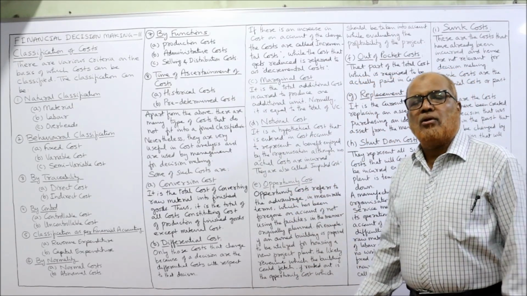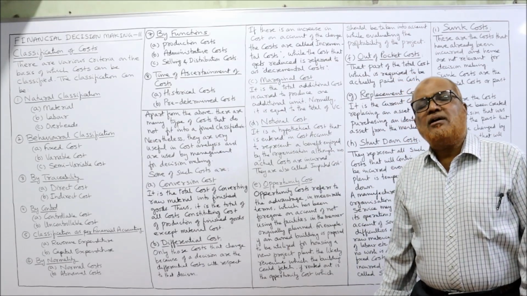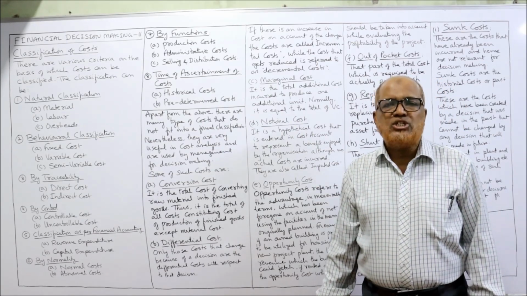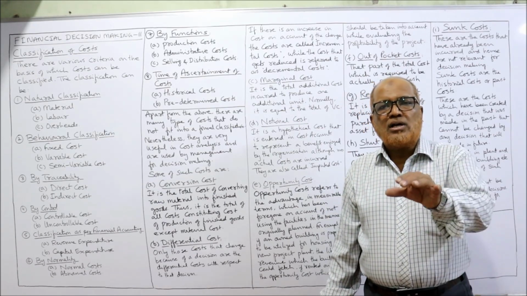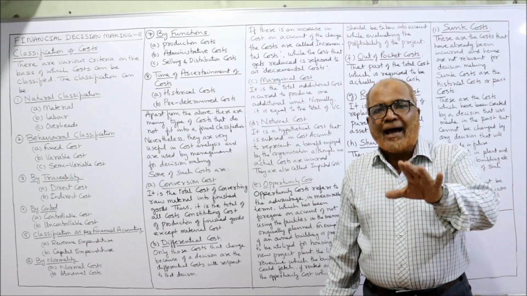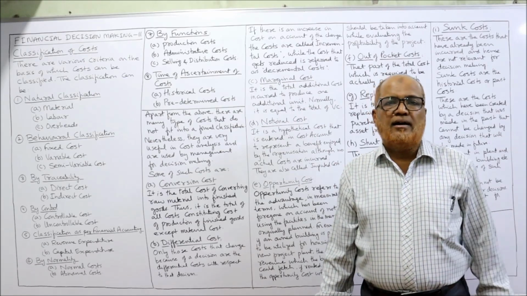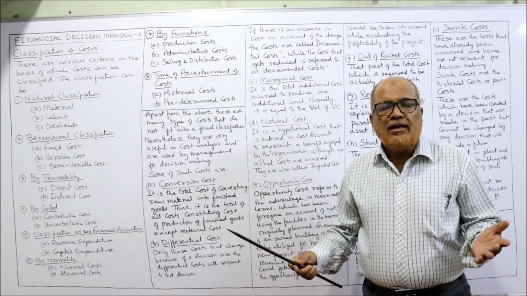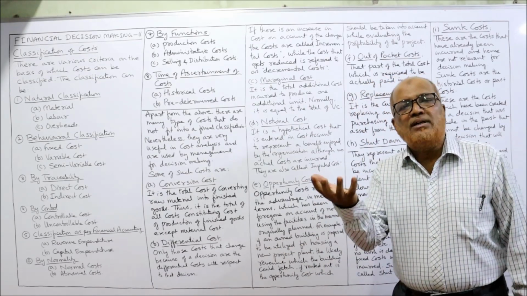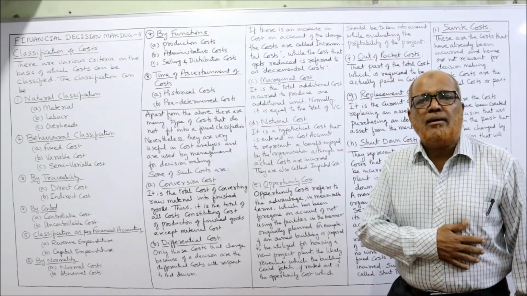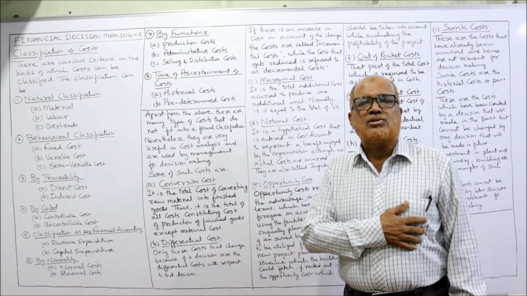Next comes notional cost. The notional costs are the hypothetical cost, imaginary cost. It is called imputed cost. The cost which is recorded but actually it is not incurred. It is not incurred, it is not paid, but we are recording the cost on hypothetical basis, on imaginary basis. That is called notional cost.